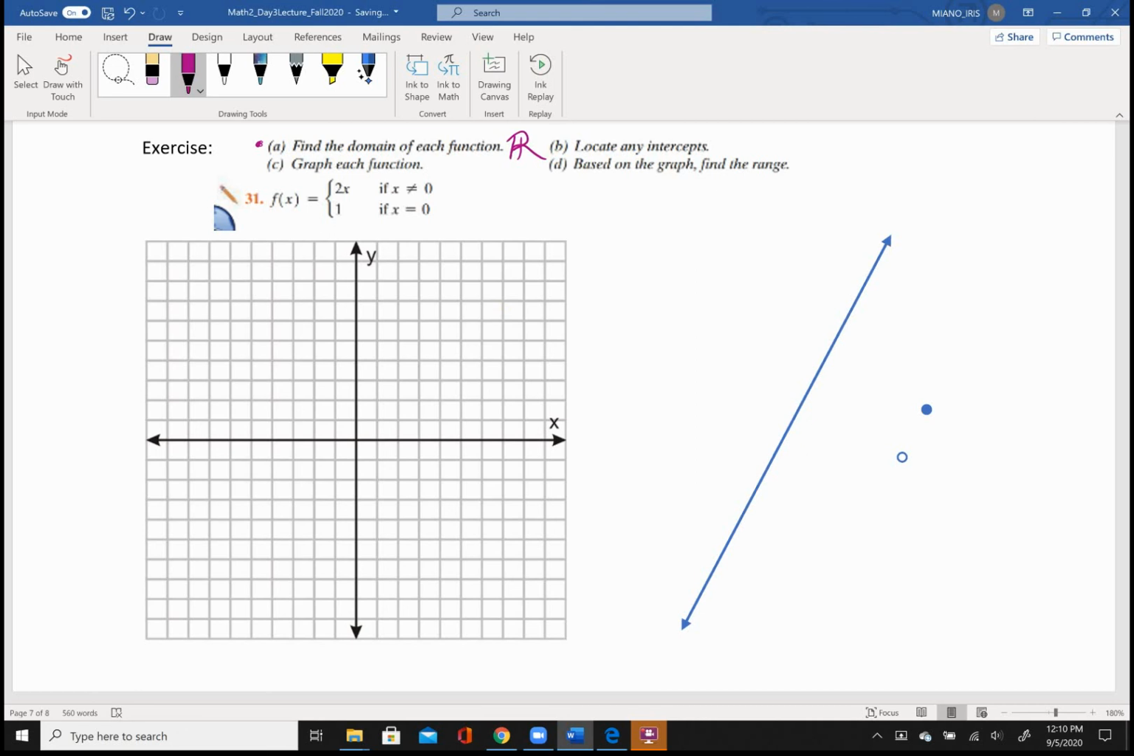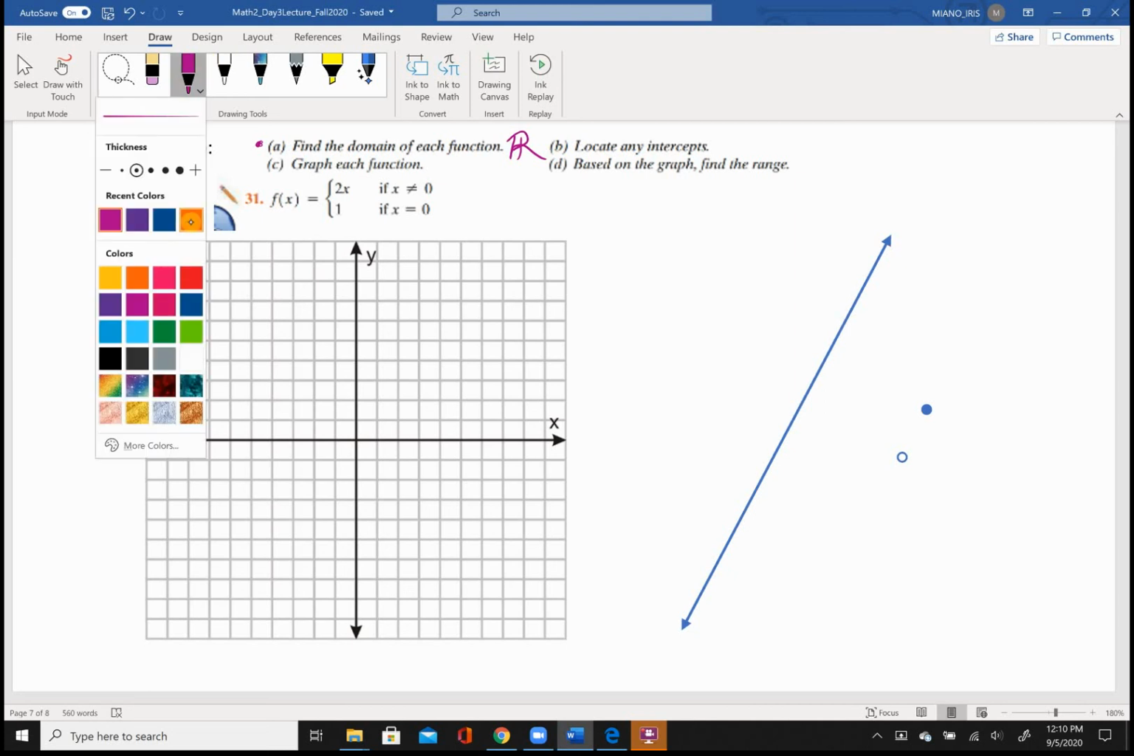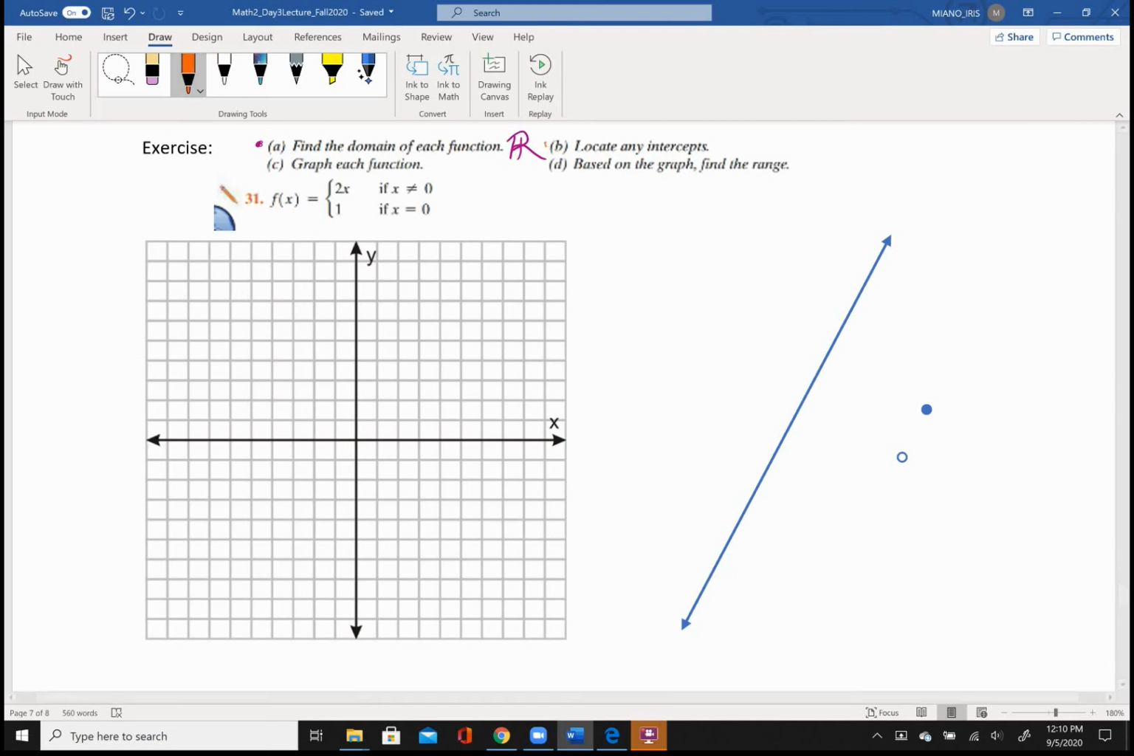All right, now we're going to locate any intercepts. Intercepts are when either the x or the y value equals 0. So when can x equal 0? Well, when x equals 0, and I'm going to change the color here to work on a different thing for part B, x equals 0, that's going to give you your y-intercept. So the y-intercept is going to be at 0, -1.